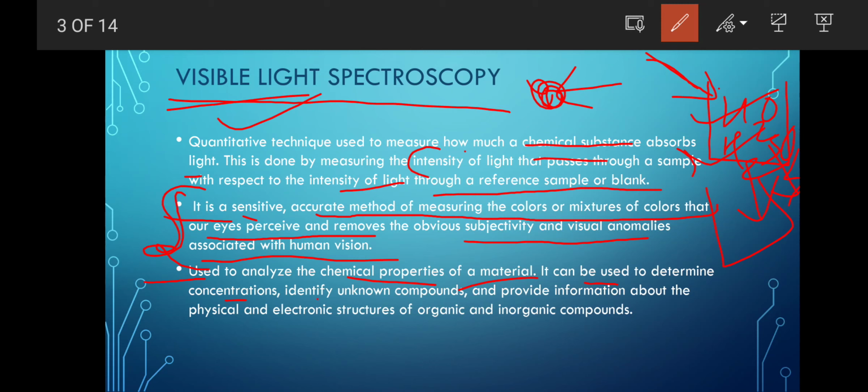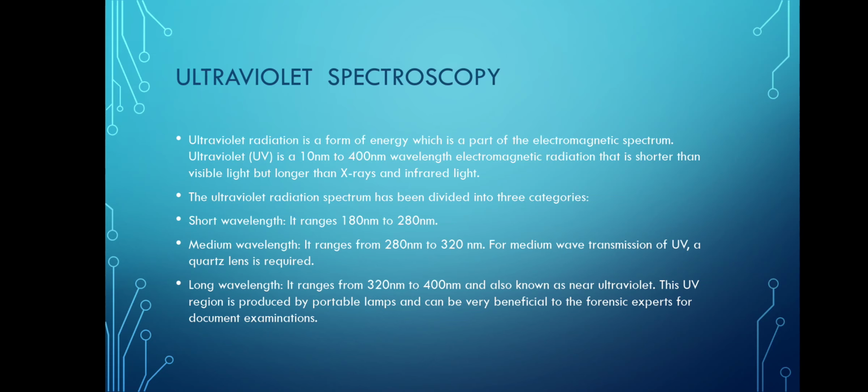It also identifies unknown compounds. Whenever we say an unknown compound, it comes under the forensic part, right? It means we are finding something which is unknown to that particular case. It provides information about the physical and the electronic structure. Different chemicals have different chemical structures, so it gives us the physical as well as the electronic structure of both organic and inorganic compounds. Okay, so let us see UV spectroscopy.